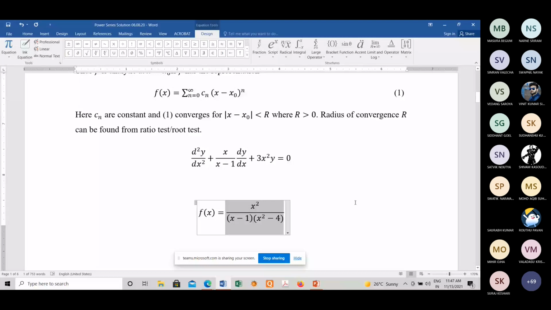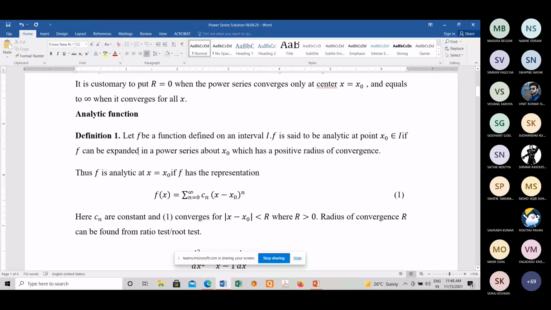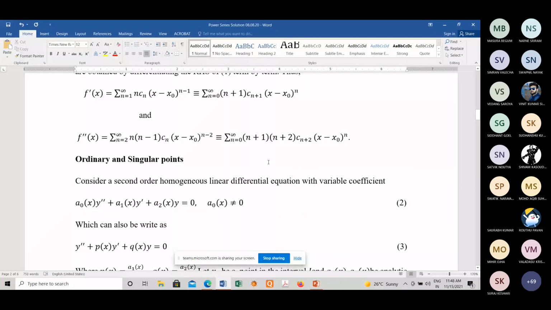So I hope you all understand the definition of an analytic function. A function f is said to be analytic if f can be expanded in a power series about a point x equal to x naught, which lies in an interval I. Now, after analytic functions, we should understand some basic points like the ordinary and singular point. These are the basic things, and after that we can start the series solution of differential equations.